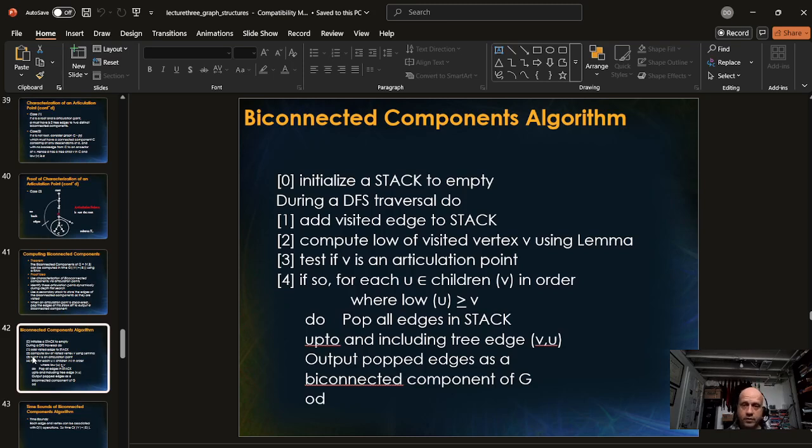So the bi-connected components algorithm: first step, initialize the stack to empty. And during a depth first search traversal, add the visited edge to the stack and compute the low of the visited vertex using the lemma. Test if V is an articulation point. If so, for each child U of V in order where low(U) is greater than or equal to V, pop all edges in the stack up to and including the tree edge. Then output the popped edges as a bi-connected component of G.